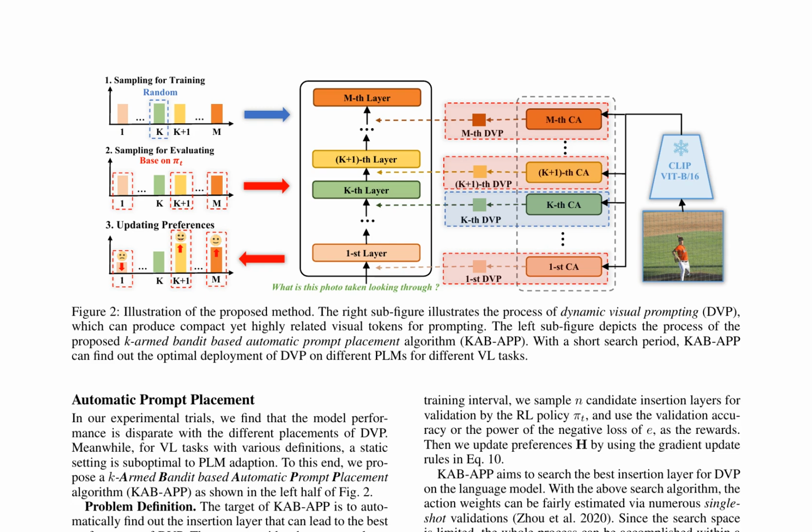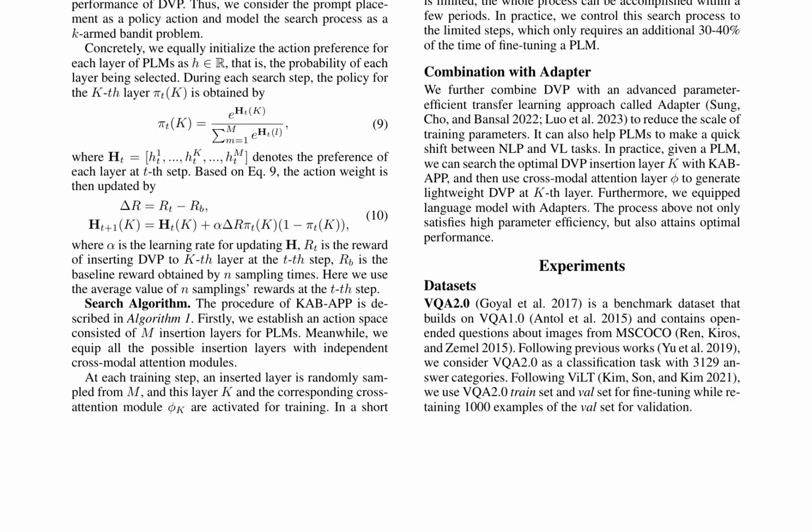The combination of DVP with adapter, a parameter-efficient transfer learning approach, further enhances performance and efficiency. Experiments on the VQA 2.0 dataset demonstrate the effectiveness of this approach, achieving optimal performance with reduced computational overhead.